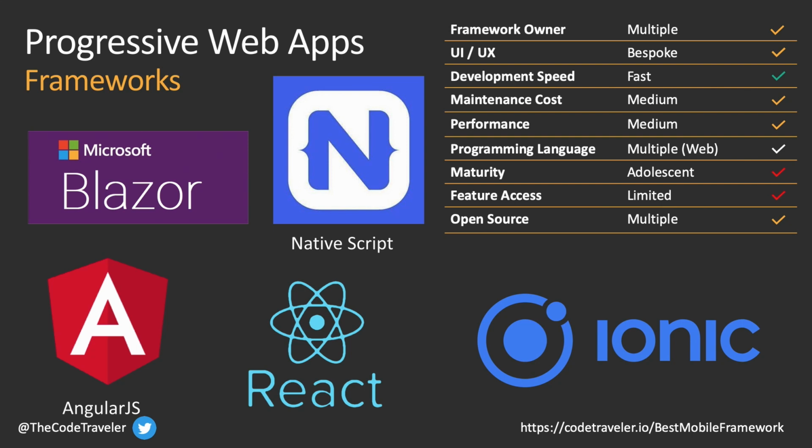One big improvement is the development speed. The code we write for our PWA will run on both iOS and Android, so we don't need to rewrite that code multiple times for the different platforms. And that also reduces our maintenance costs, but we've marked maintenance costs here as medium because if we ever need to refresh the UI, because that UI is bespoke, we'll have to rewrite that all ourselves.